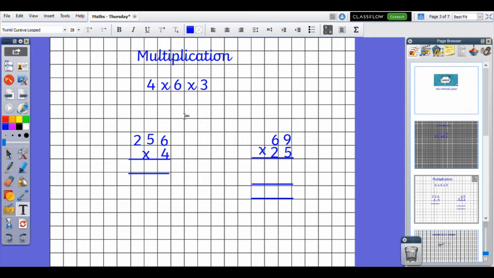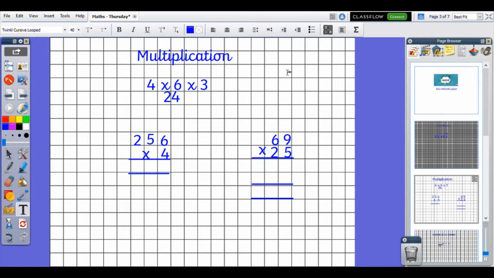Okay, now we're going to go over multiplication quickly. First, I wanted to look at multiplying 3 numbers by each other. So first off, you would start by multiplying the first 2 numbers. So in this case, 4 multiplied by 6, which would give you 24. And then you are going to do 24 times by 3.